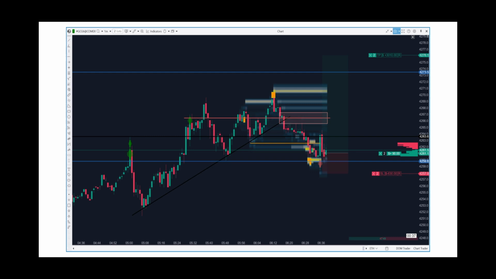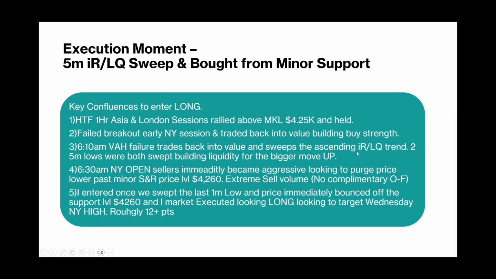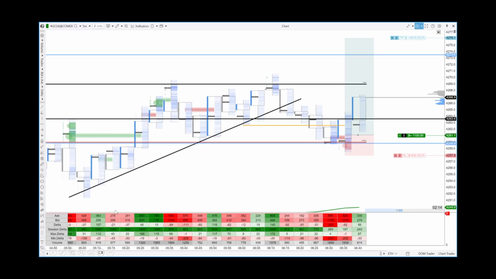Gold will rise, sweep out all of the liquidity, rise again, sweep out the liquidity, and then the big move finally happens. And that's where we market executed and we capitalized on. So I market executed looking long to target Wednesday's New York high, roughly about 12 points. And as you can see, now the market is rising, rallying in our favor.